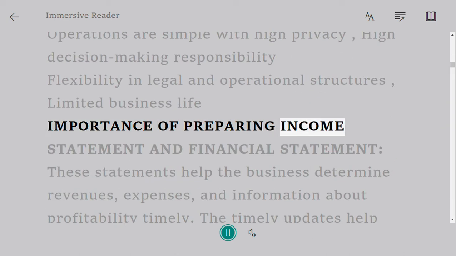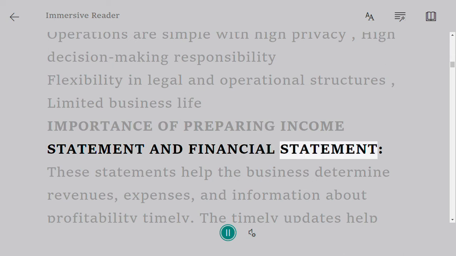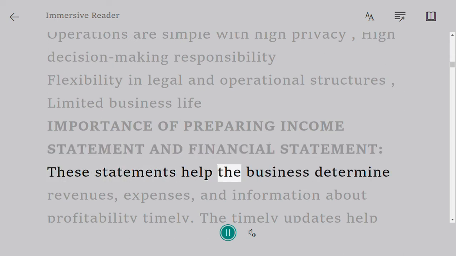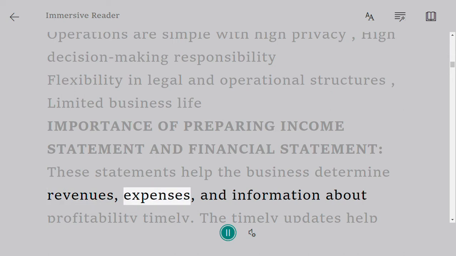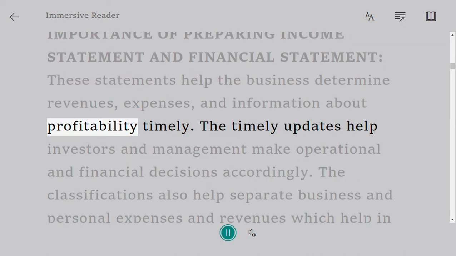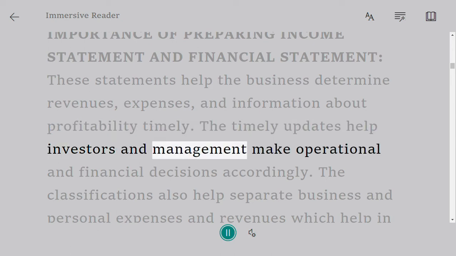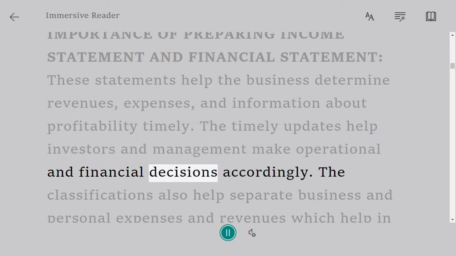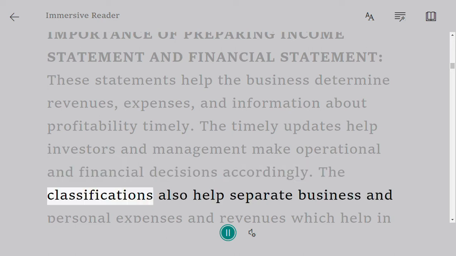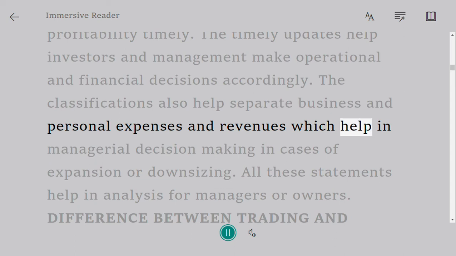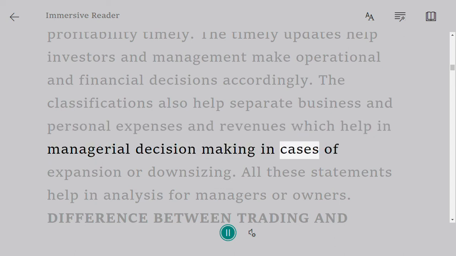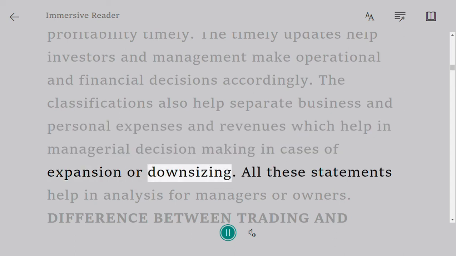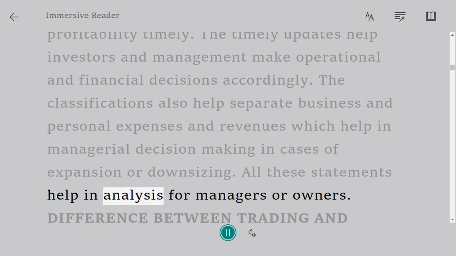Importance of preparing income statement and financial statement. These statements help the business determine revenues, expenses, and information about profitability timely. The timely updates help investors and management make operational and financial decisions accordingly. The classifications also help separate business and personal expenses and revenues, which help in managerial decision-making in cases of expansion or downsizing. All these statements help in analysis for managers or owners.